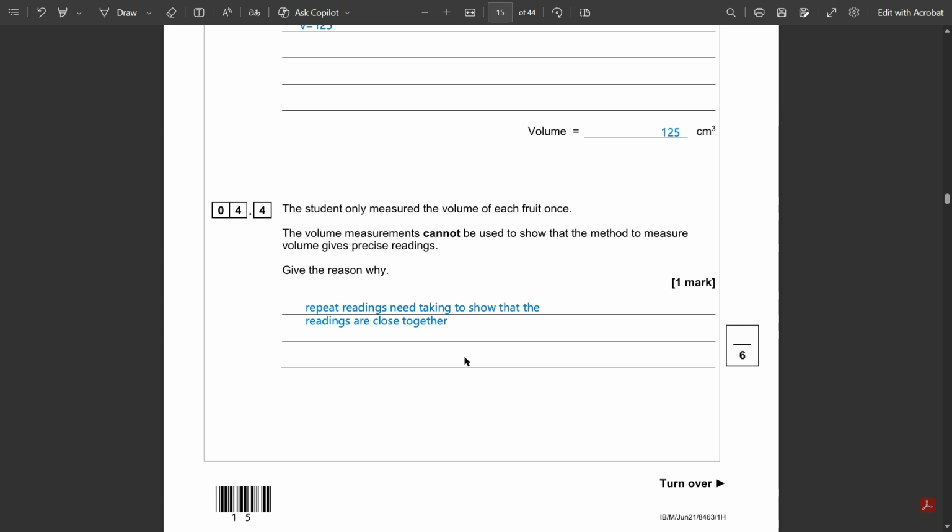4.4. The student only measured the volume of each fruit once. The volume measurements cannot be used to show that the method to measure volume gives precise readings, and the reason why is because you need repeat readings taken to show that the readings are close together. The readings could be accurate, because they could be close to the true answer, but they can't really be precise as you only have one reading. And for precise readings, the readings need to be close together. There's a diagram on that.